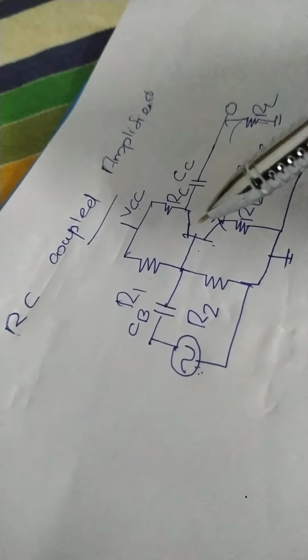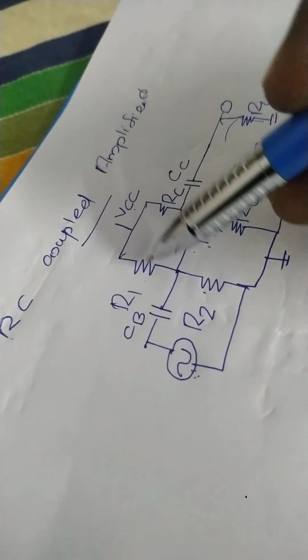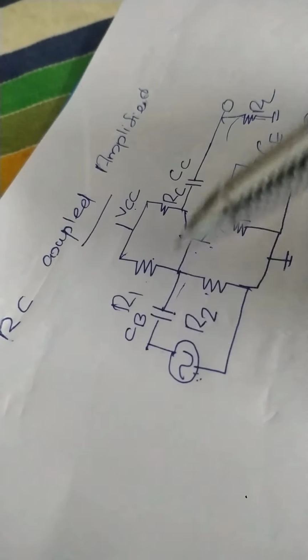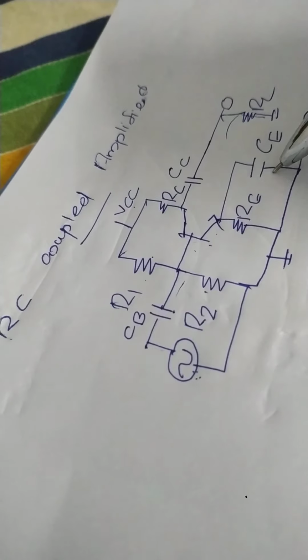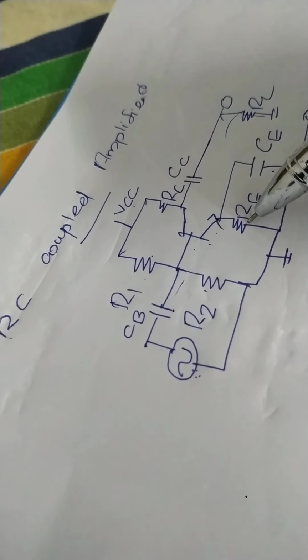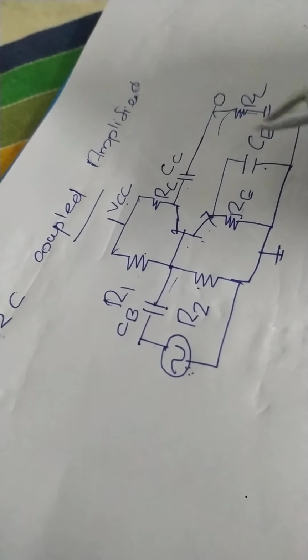This is the circuit diagram. Once more, the voltage divider biasing circuit. We connect the input signal through the base coupling capacitor, and we connect a bypass capacitor across the emitter resistance, and we take the output from the collector region through the coupling capacitor.